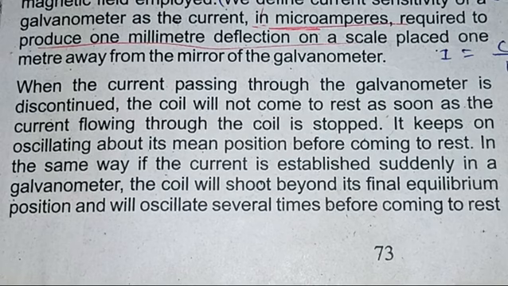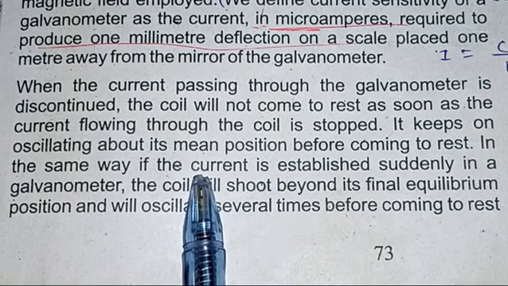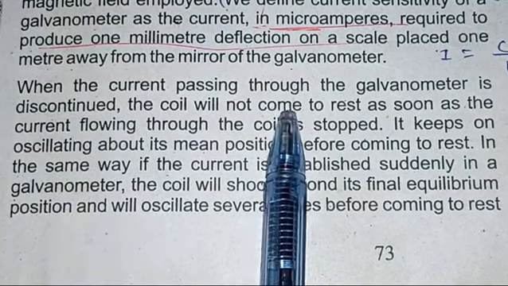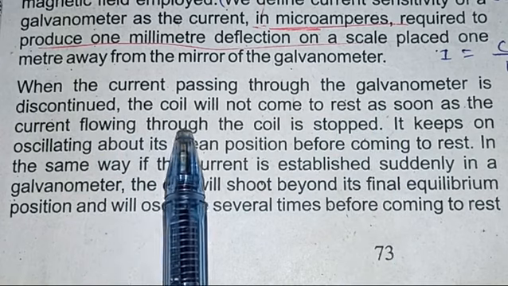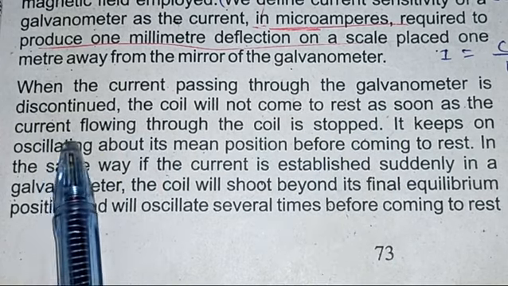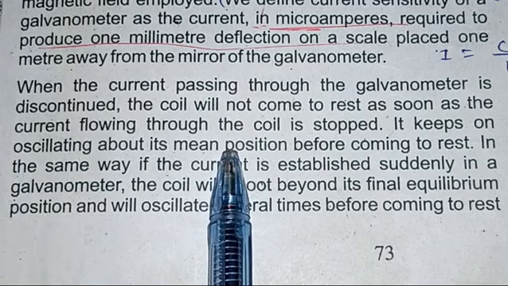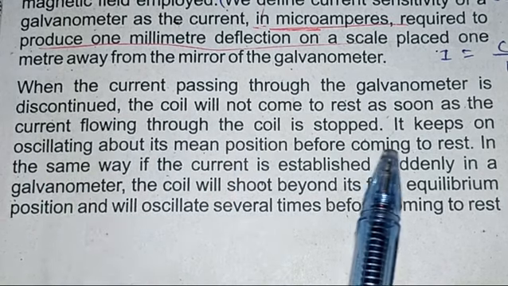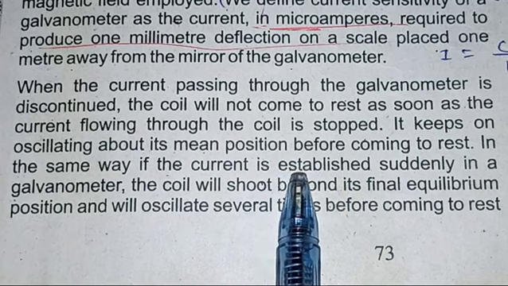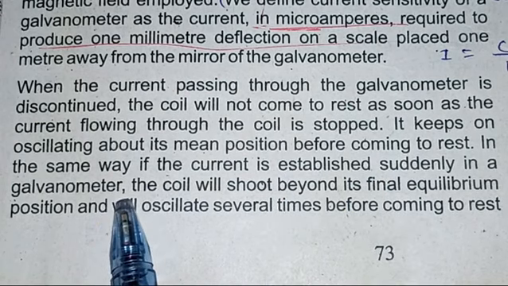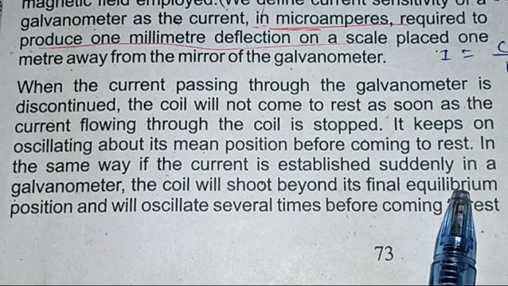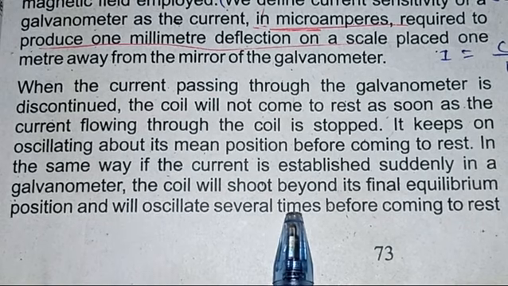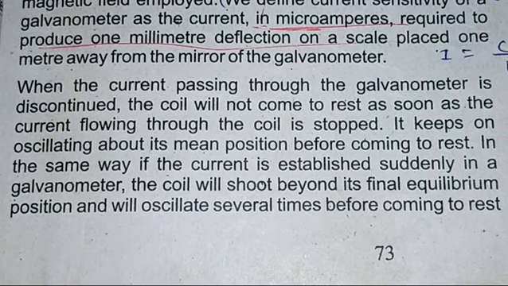Students, read the last two paragraphs carefully as they are important for short questions and MCQs. When the current passing through the galvanometer is discontinued, the coil will not come to rest as soon as the current flowing through the coil is stopped. It keeps on oscillating about its mean position before coming to rest. In the same way, if the current is established suddenly in a galvanometer, the coil will shoot beyond its final equilibrium, reach a maximum value on either side, and oscillate several times before coming to rest. So it is time consuming.